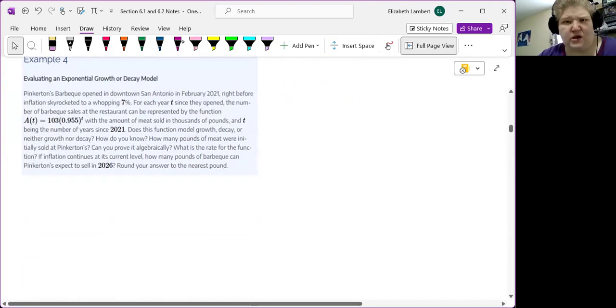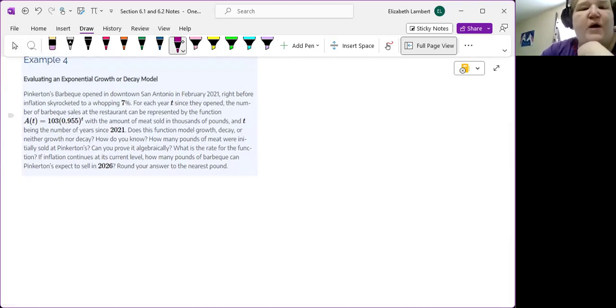Then we have a much longer problem. So we have a barbecue opened downtown right before inflation peaked. So the barbecue sales at the restaurant are represented by this function here, A of t, with t in years, the amount of meat sold in thousands of pounds, and t being the number of years since 2021. So is it growth, decay, or neither? So 103 would be our initial value. When t is 0, that is what we would get. So that is the thousands of pounds of meat sold the first year.